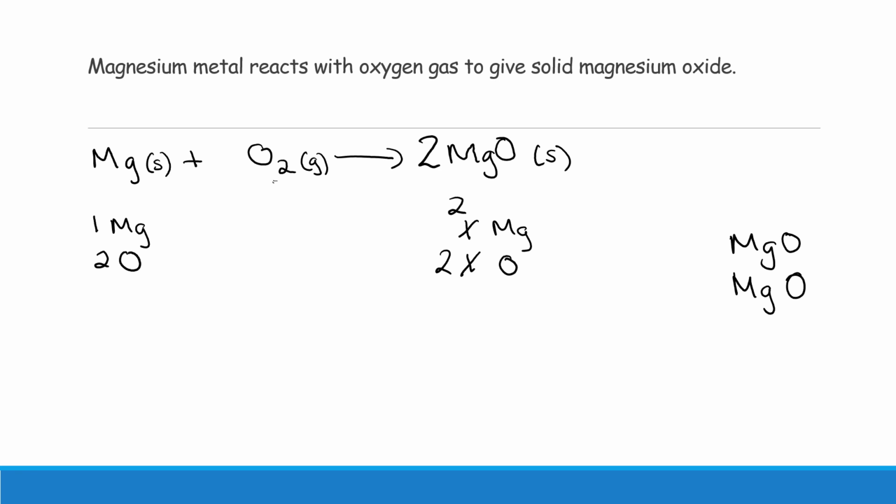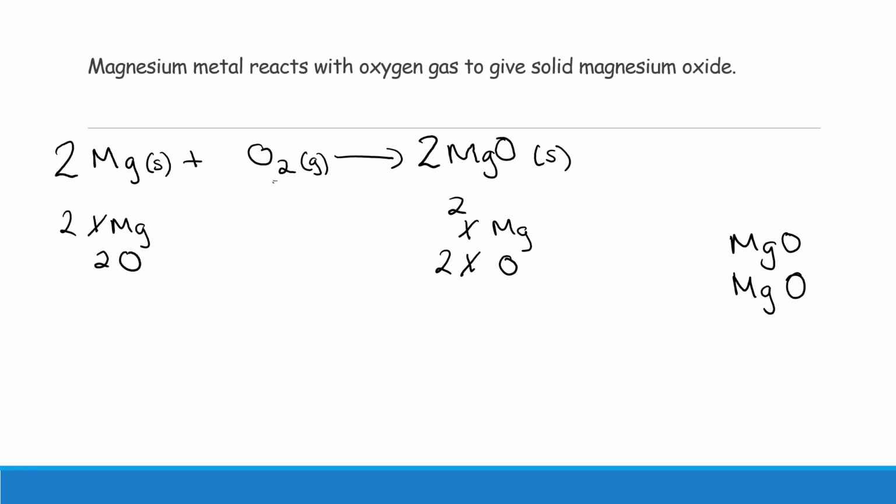Voila, our oxygens are now balanced, but the problem now becomes that our magnesium is not. So on this side, on the product side, I've now got 2 magnesiums, whereas on the reactant side, I've only got 1. So I need to put a 2 in front. I'm not allowed to change formula.